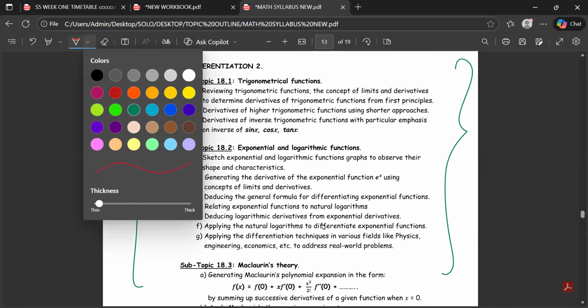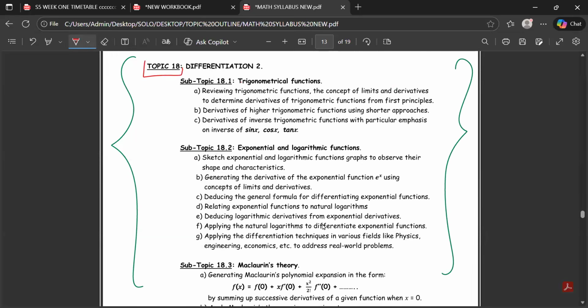So it is topic 18, as you can see, Form 6, Term 1. The very first subtopic is trigonometrical functions, and that's why we are here today. Then the second subtopic is exponential and logarithmic functions. This one will come in later because this is a lot of content, but we are going to go through it and see.